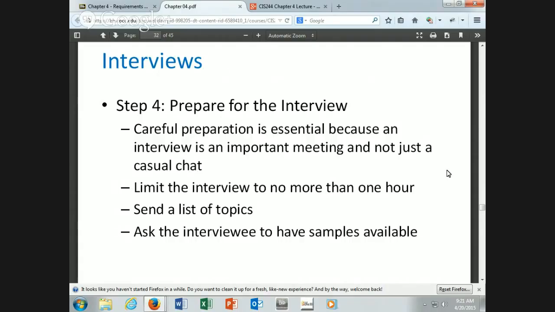We're going to raise your taxes by 5% this year. Will you pay them? Prepare for the interview. Careful preparation is essential. And then there's the question: how are we doing the interview? Am I just handing you a piece of paper? Am I handing you a SurveyMonkey link, hoping you'll fill it out? Am I standing in front of you, helping you fill it out? Am I doing an interview one-on-one?